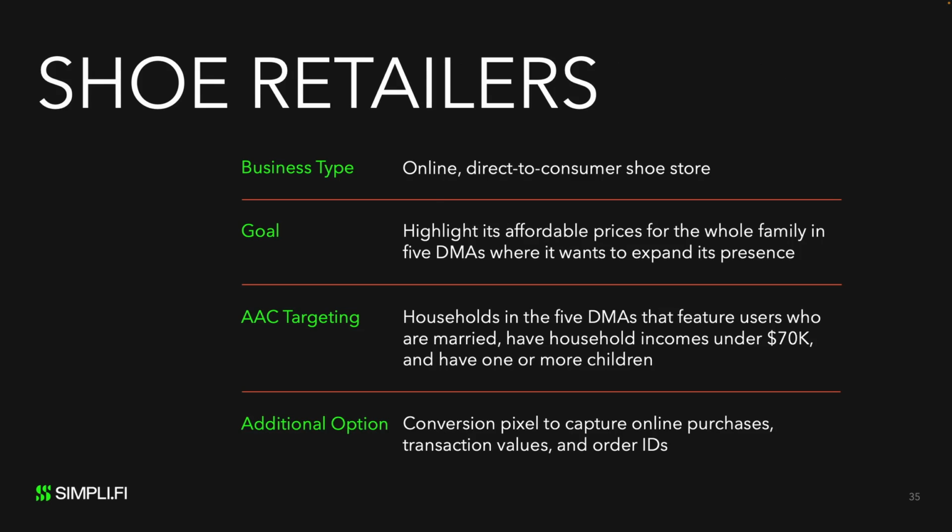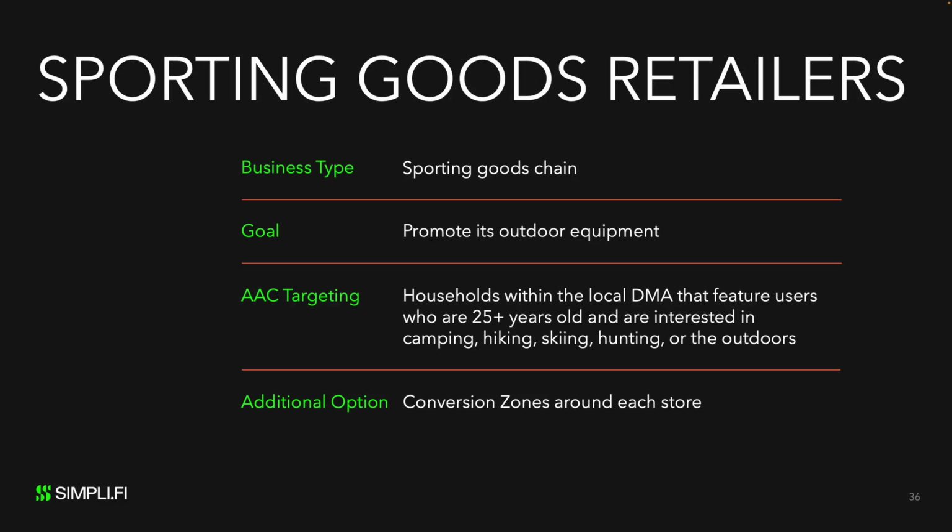Okay, this is a shoe store targeting families, simple enough, but this example also highlights how an online store can track sales and even transactional value to measure the exact return on ad spend. Here's a sporting goods store easily targeting folks who like camping, hiking, skiing, hunting, and the outdoors. And of course, a conversion zone would track foot traffic.